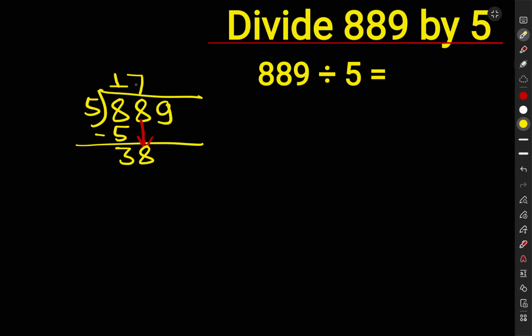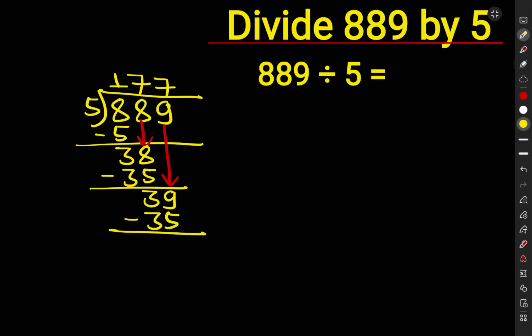So 5 times 7 is 35. On subtracting we get 3. So again we put down this 9 and it is 39. So 5 times 7 is 35. On subtracting we get 4.